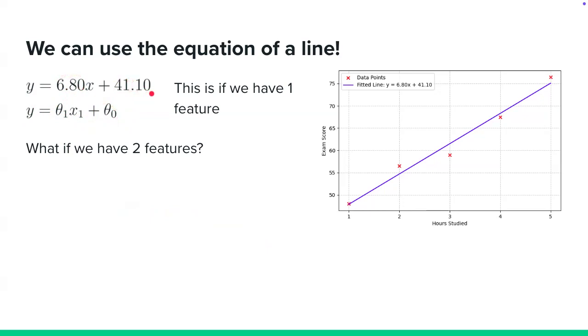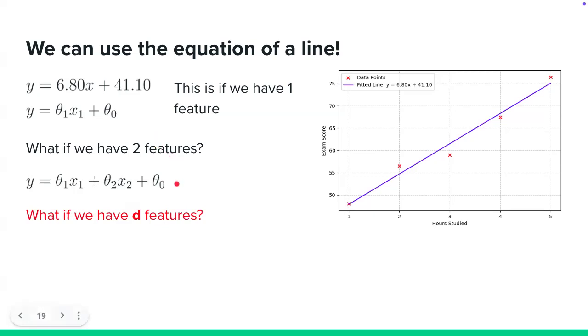But what if we have two features? Then it becomes y equals theta 1 x1 plus theta 2 x2 plus theta naught. So now I want to ask you all, what if we have d features? What is going to be the equation of our line?